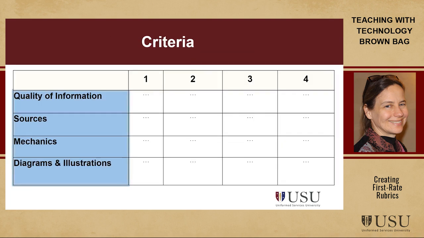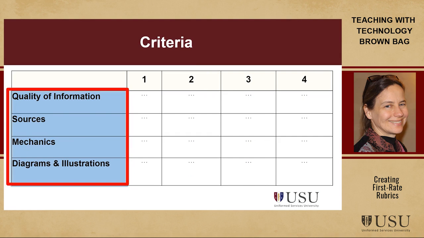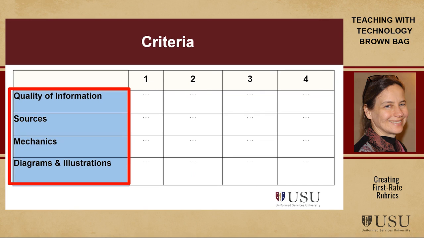So now let's talk more about criteria. Like I said, it's typically on the leftmost column. Might be referred to as dimensions or categories, but for the purpose of this webinar, we're going to call it criteria. There should be at least 2, but you don't want too many. You want to limit yourself to the ones that are most important, what you really care about. And how do you know what you really care about? It's what's going to map to the objectives and the domains that you're assessing. More about that later. Continuing the analogy of a well-written paper, here are some criteria that you might look at. Quality of information, sources, mechanics, diagrams, and illustrations.